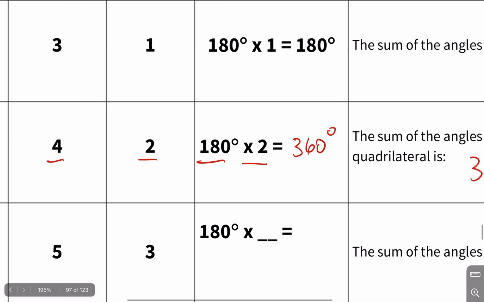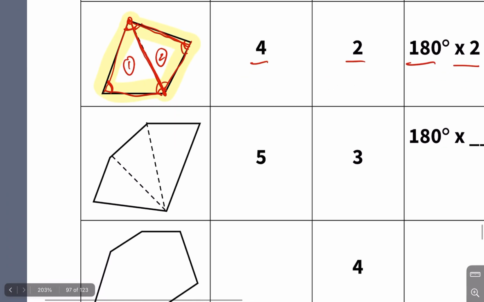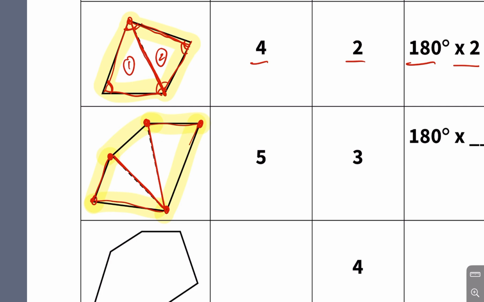What if we look at a shape with 5 sides? So here I have a shape with 1, 2, 3, 4, 5 sides. Now, if I start from a corner here and I draw straight lines to every other corner in the shape, like this, and I don't have to draw the ones here because there are already straight lines, you'll notice that I now have 3 triangles.